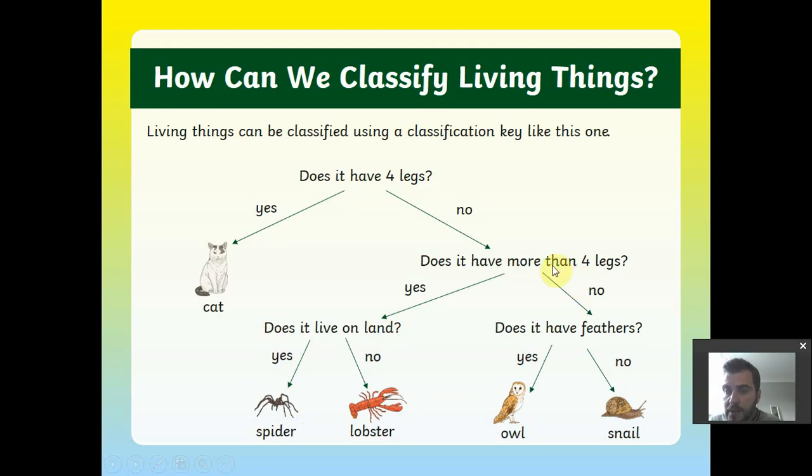And likewise, if you said no for 4 legs, because a snail doesn't have any, and an owl has 2, we need another question to distinguish between the two. So does it have feathers? Yes, therefore it's an owl. No, then it must be a snail.